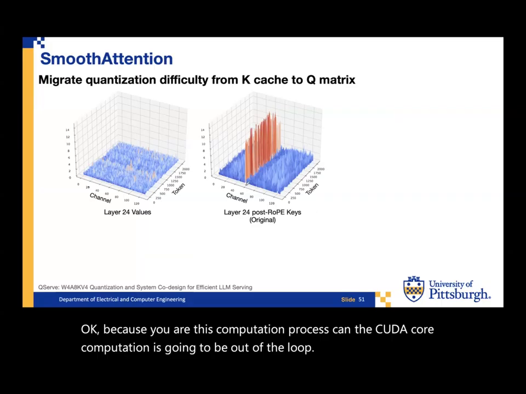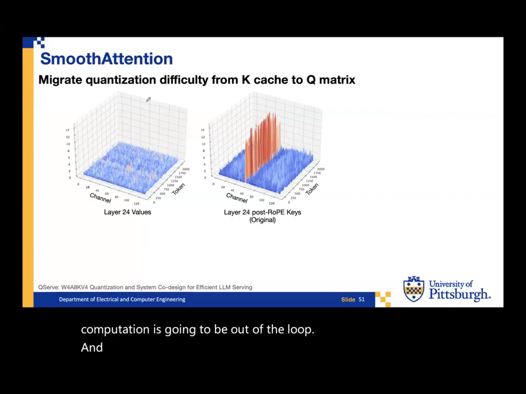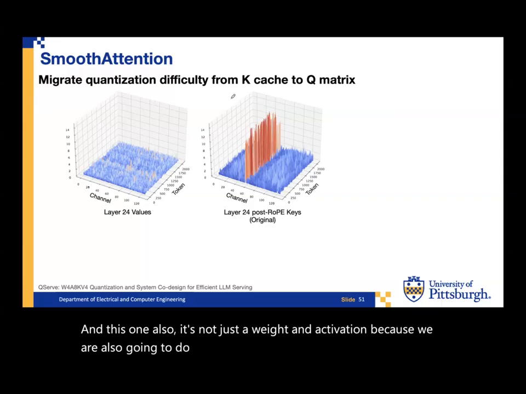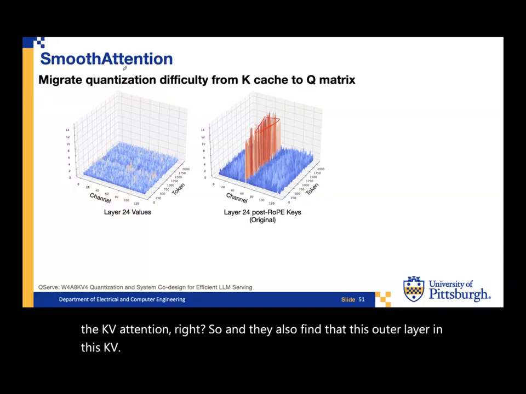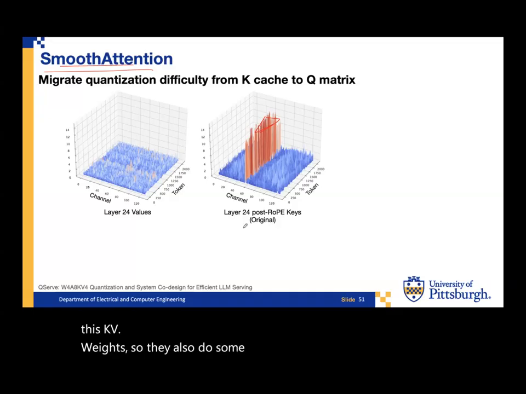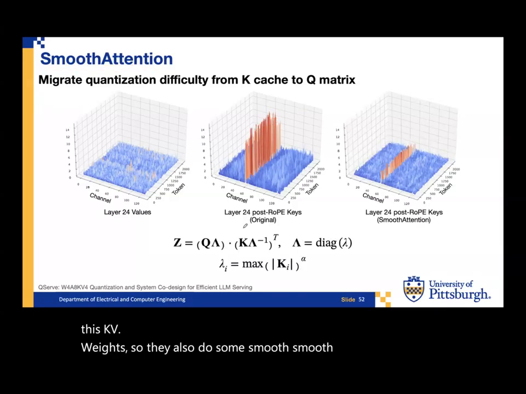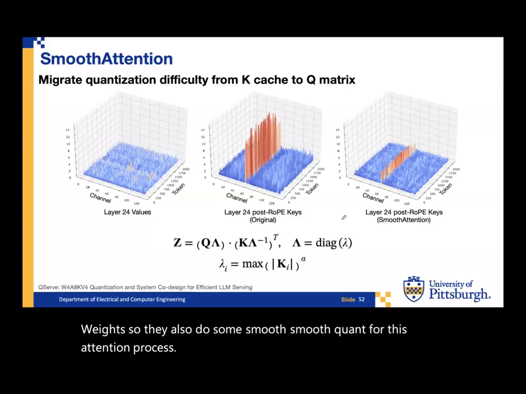Oh, and this one is also not just the weight and activation, because in the attention we are also going to do the KV cache, the KV attention, right? They also find that there are outliers in this KV weights, so they also do some SmoothQuant for this attention process. So this is the same as the SmoothQuant idea.